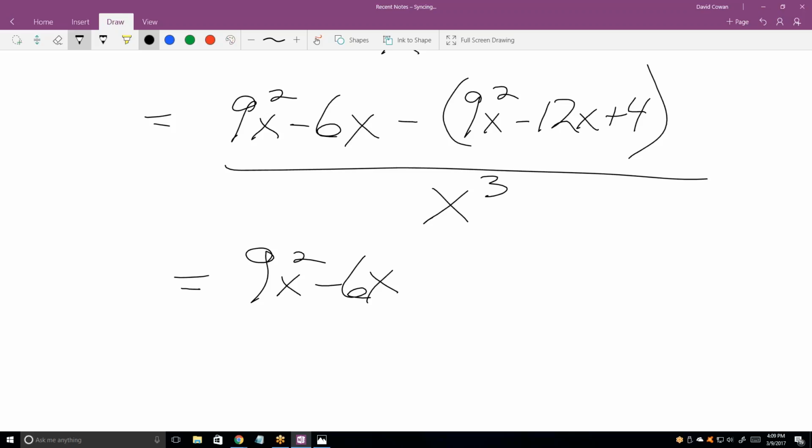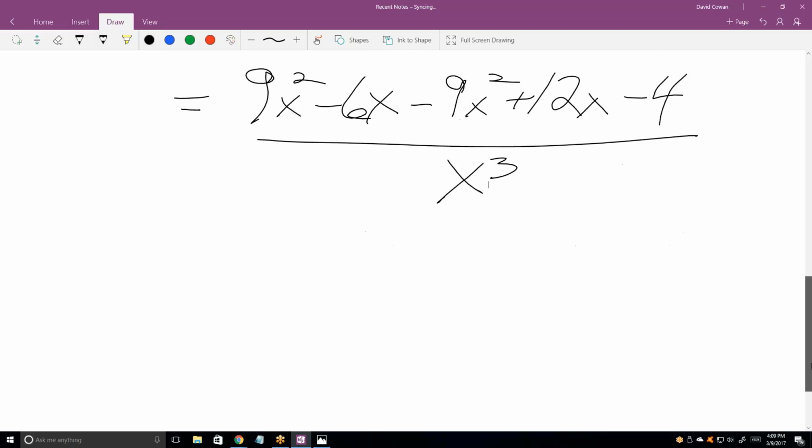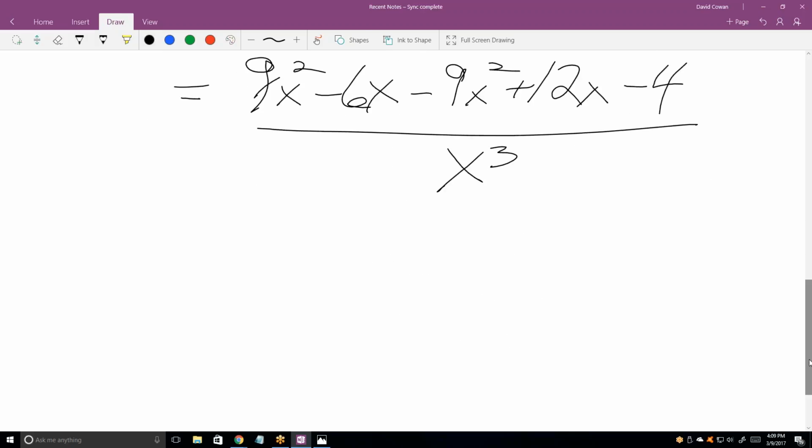So lose the parentheses, what have I got left? Minus 9x squared plus 12x minus 4. Still all over x cubed. Now I can do quite a bit of simplification in the numerator. In other words, the 9x squareds cancel. I got a total of 6x minus 4.